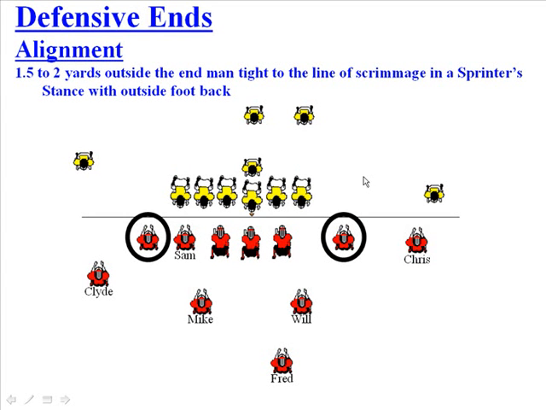All right? And they are in a sprinter's stance with their outside foot back. So they're down in kind of a three-point, but with their outside foot back in like a sprinter's stance, like you're in the Olympics, okay? And you're going to run the 100-yard dash. In this case, you're going to run much shorter, but you need to be down in a low sprinter's stance so that you can get a quick takeoff.